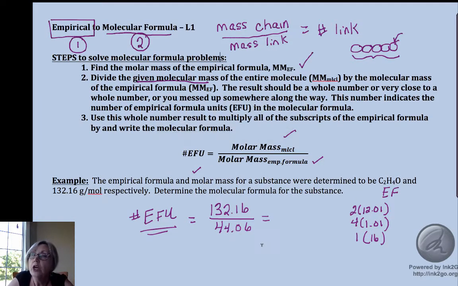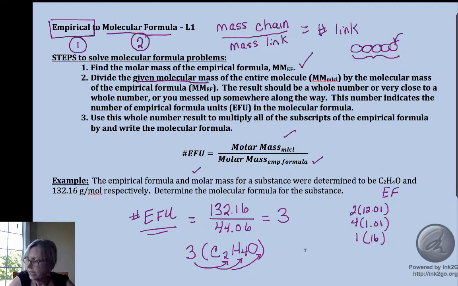And you will get a whole number here. There's no multiplying till whole at this point. You should get a whole number, or there's a problem somewhere along in the calculation. And this is 3. So that means I have 3 of these C2H4O little empirical links. So I'm going to multiply the 2 by 3, the 4 by 3, and the 1 by 3. Remember, 1 for all for 1.